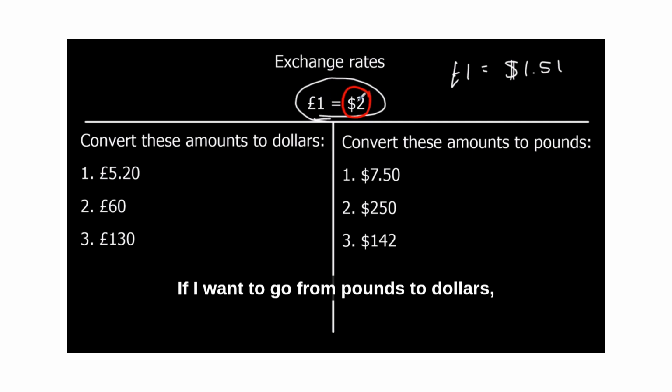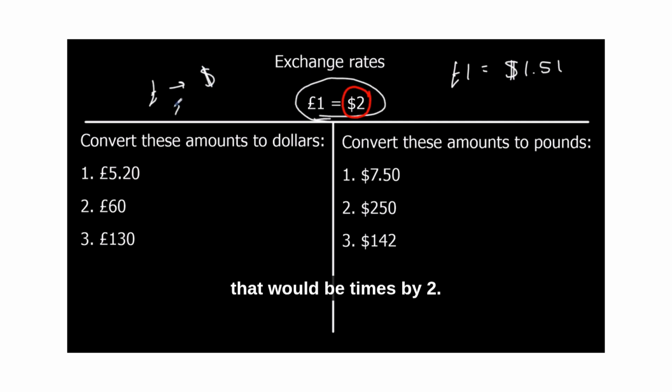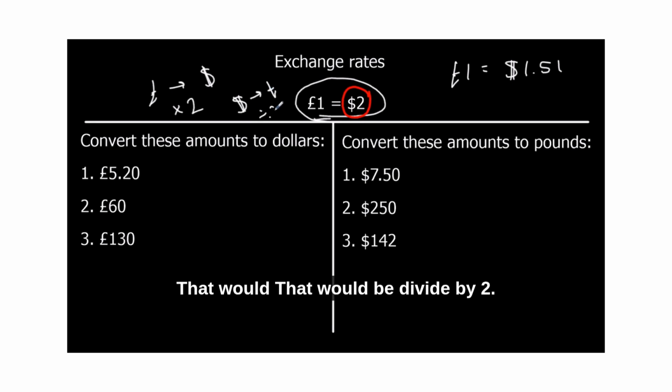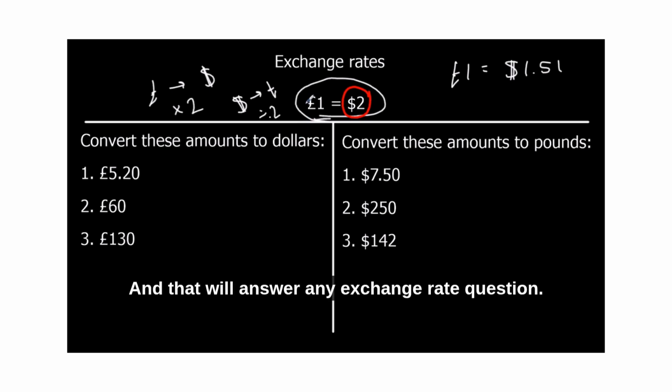If I want to go from pounds to dollars, I'm going to times. So pounds to dollars, that'll be times by 2. And if I want to go back, dollars to pounds, that would be divide by 2. So if I'm going forwards, I'm timesing. If I'm going back, I'm dividing. And that will answer any exchange rate question.